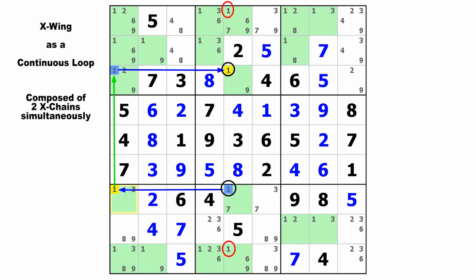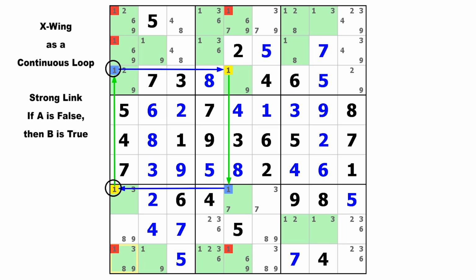But if you can instead envision this as a continuous loop, it will save you the trouble of constructing 2 chains one at a time, and again you will get the exact same candidate eliminations. But the most important point here is to notice that because one of these 2 candidates must be true, we can say that if either one of them is false, then the other one must be true. And if you recall, this is the definition of a strong link. If A is false, then B is true. So this means there is actually a strong link between those 2 circled candidate ones, and likewise, there is a strong link between these 2 candidate ones.